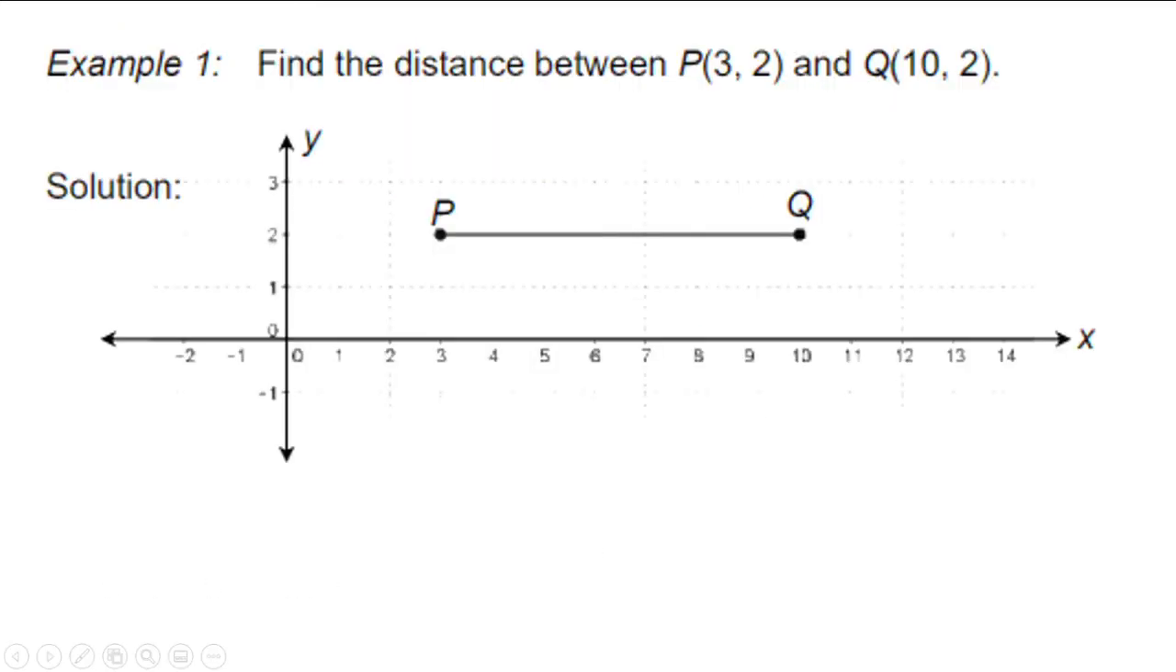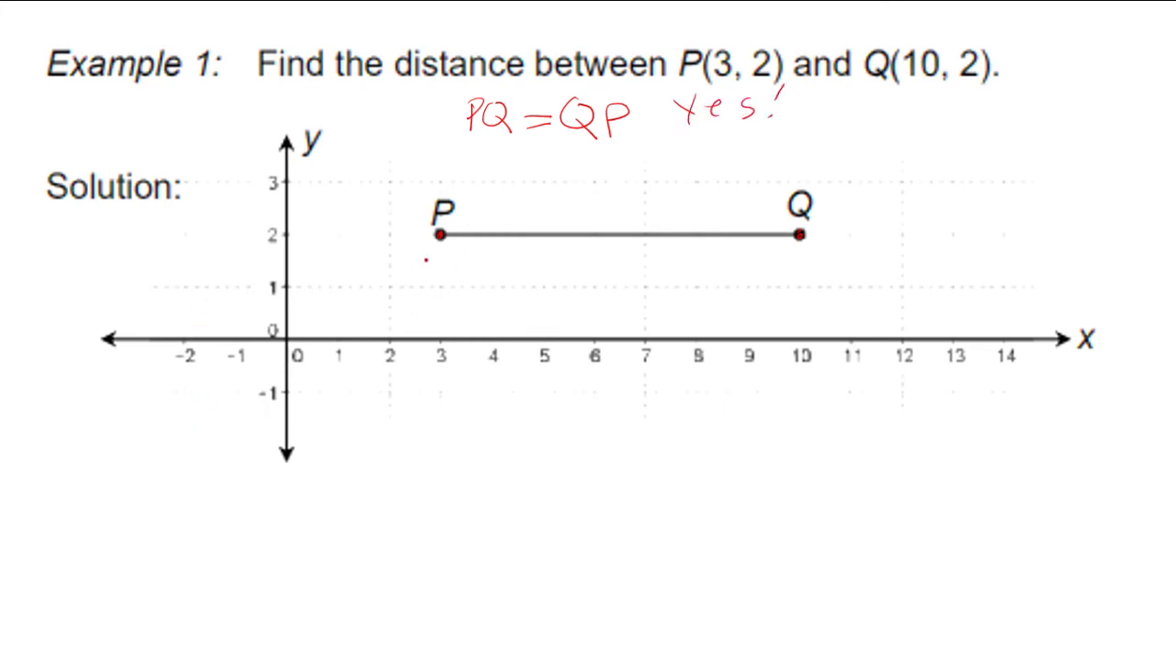Let's have an example. Say, consider these two points. We have point P and point Q. As we discussed kanina, katulad din ito nung kanina, the distance between P and Q is also equal to the distance of Q and P. Mula P hanggang Q, pareho din ba mula kay Q hanggang P? By absolute value, yes. Correct?